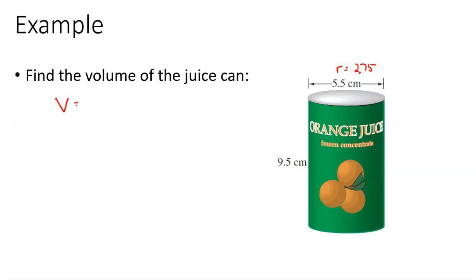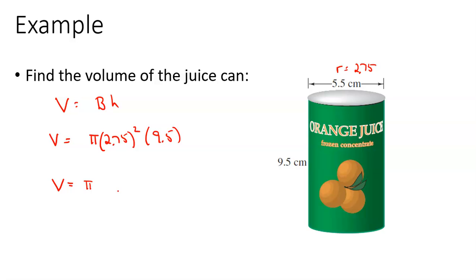So for volume, you want the area of the base times the height. Well, the base is a circle, pi times the radius squared, and then multiply it by the height, which is 9.5. It's always good to throw in a couple of these problems that have a diameter given. You want the radius, makes you think a little bit about the formulas that you're using.